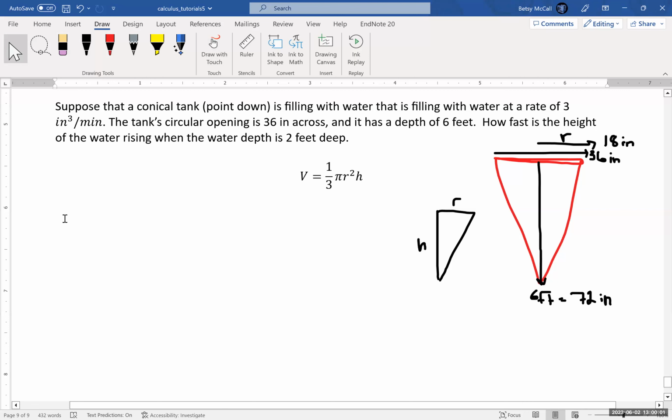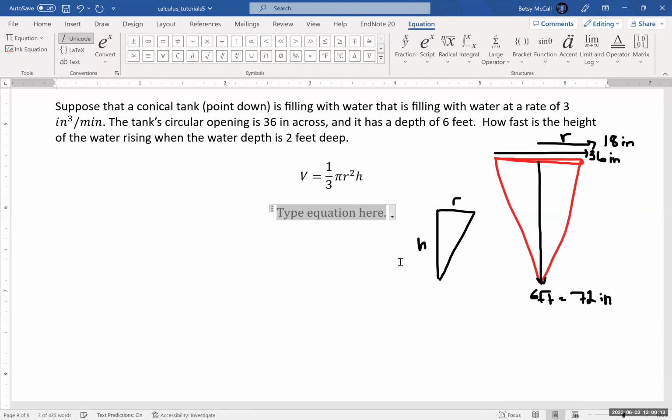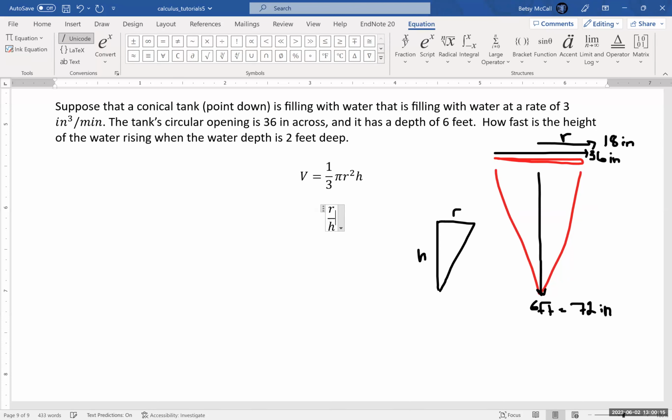Now, if we think about this relationship, remember this is a ratio for similar triangles. So I'm going to relate R over H. There's lots of different ways you can set this up, but R over H is equal to, what is the R in my original problem? It's 18, divided by H in my problem over here, which is 72.